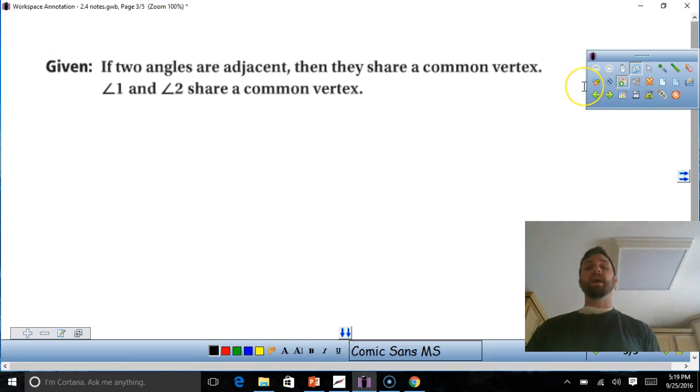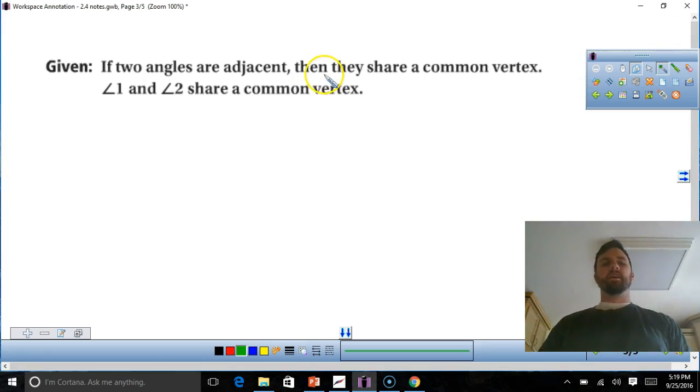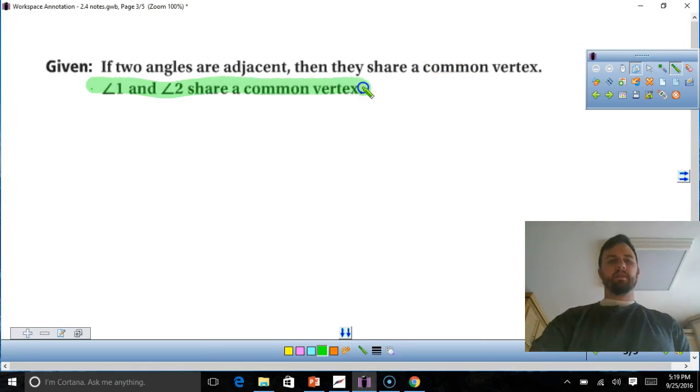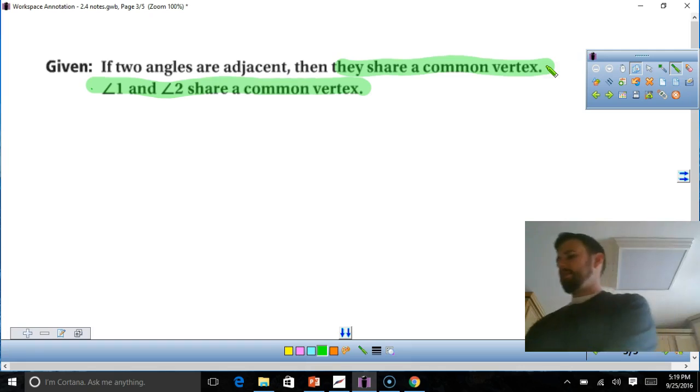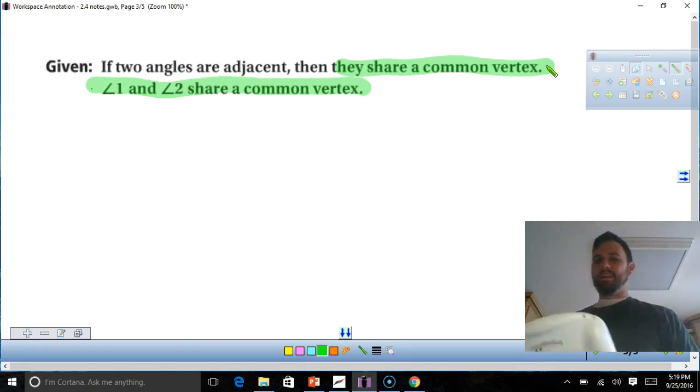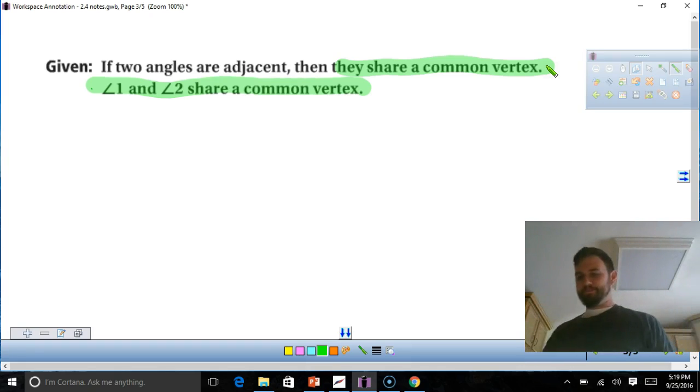Let's try another one. If two angles are adjacent, then they share a common vertex. Angles 1 and 2 share a common vertex. Now wait a second here. It says they share a common vertex. If I look up here, that's not my... Let me grab a marker. Let me do this legit.